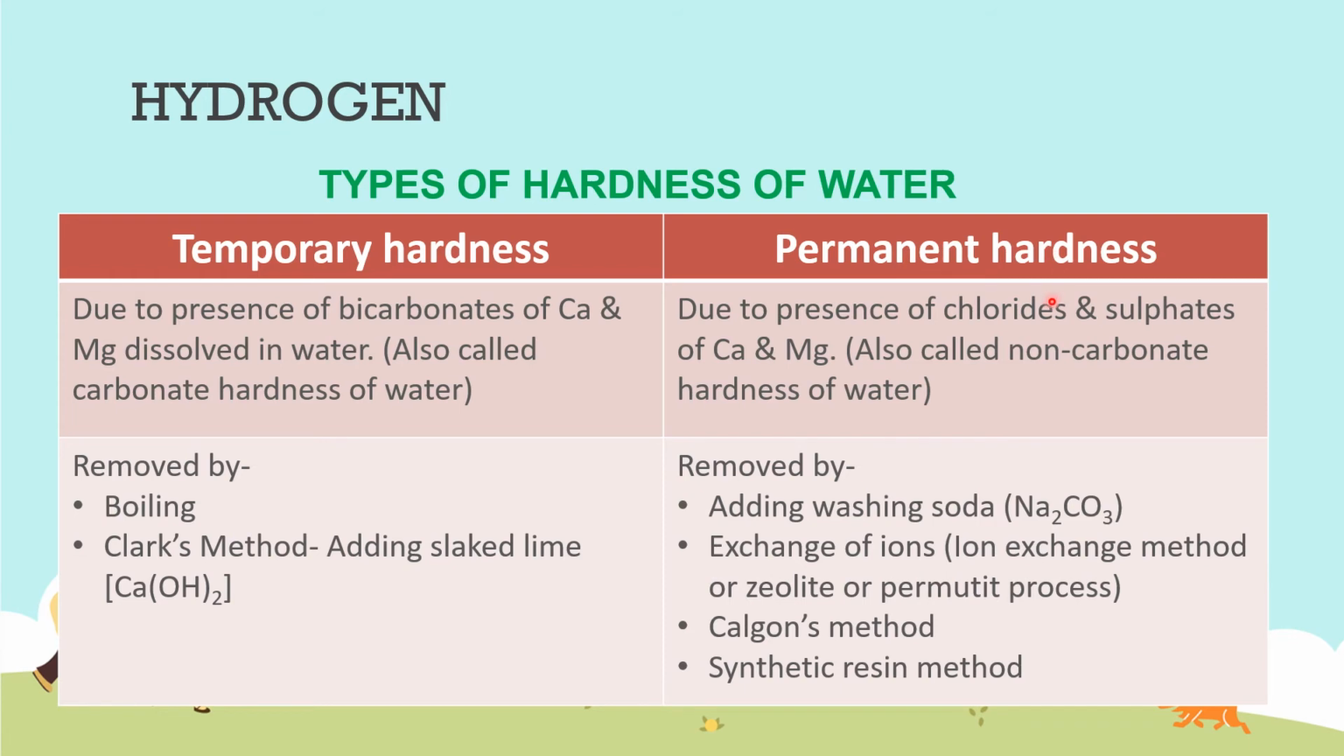Okay, whereas in permanent hardness we have many important ways in which we can remove it, and you should have an understanding of all of these. Okay, it is very, very important. So permanent hardness is removed by adding washing soda, that is sodium carbonate. We can also remove it by exchange of ions, that is the ion exchange method, or the zeolite or permutit method. Here the cations will be exchanged. Then we have Calgon's method. Again, the cations are going to be exchanged over here.